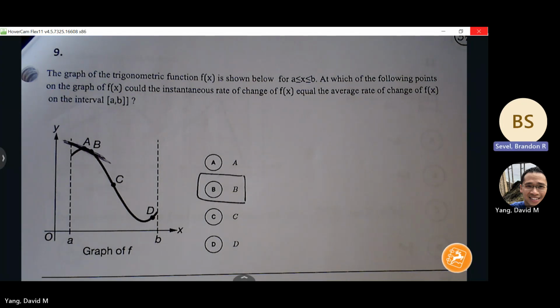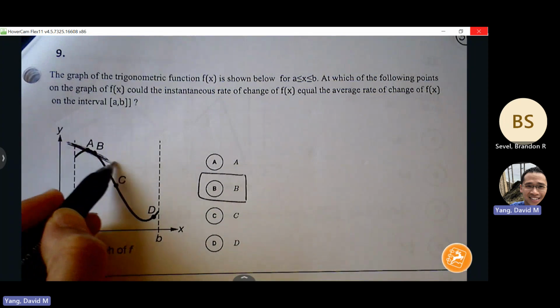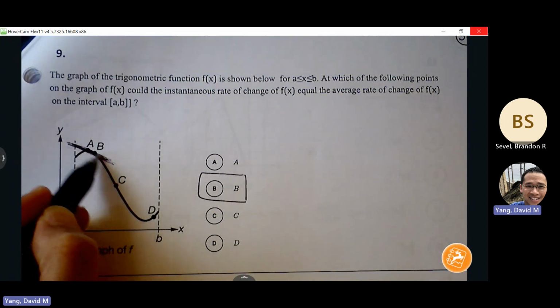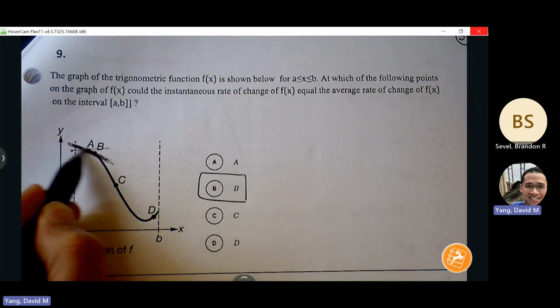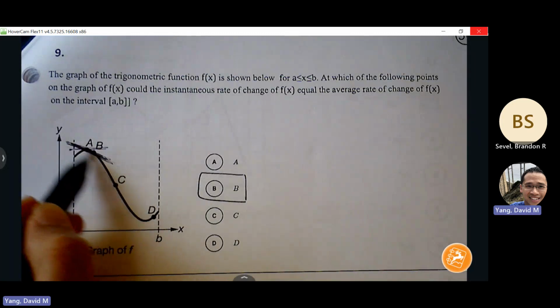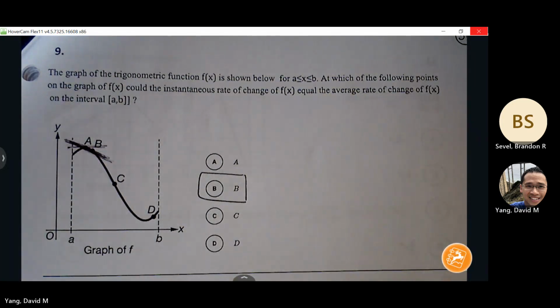Mr. Yang, can you re-explain that one? Yeah, because the average slope from A to B is a little bit on the downward slope, right? And that's close to what the slope at B is. Slope at A is more of a slope 0. So the slope between A and B is closest to the actual slope of B. Okay, I get it now. Thank you.